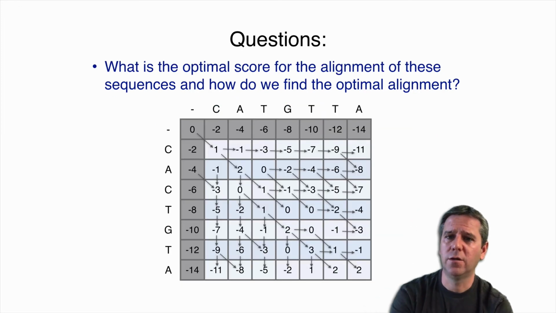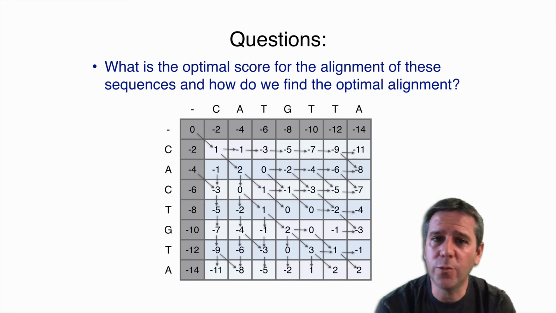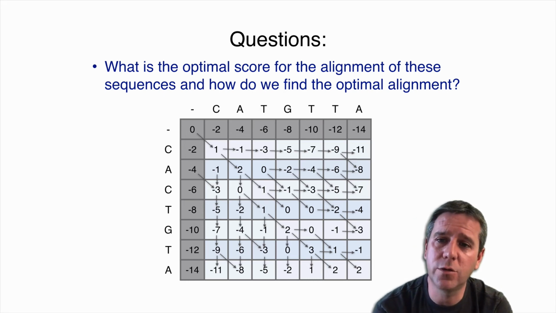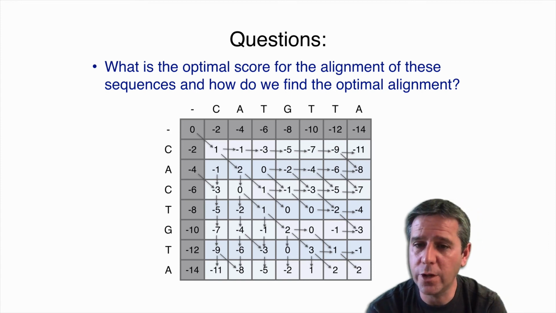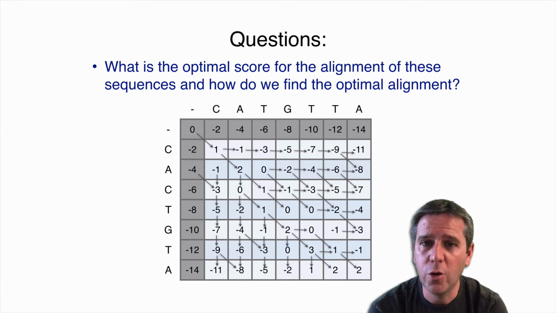So, question. What is the optimal score for the alignment of these two sequences? Here I've filled in the Needleman-Wunsch dynamic programming matrix for you. What is the optimal score for these two sequences?